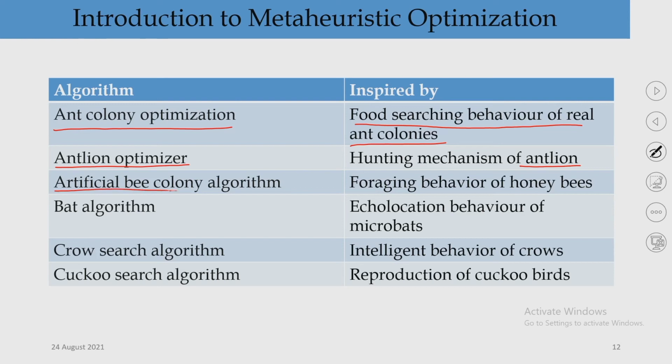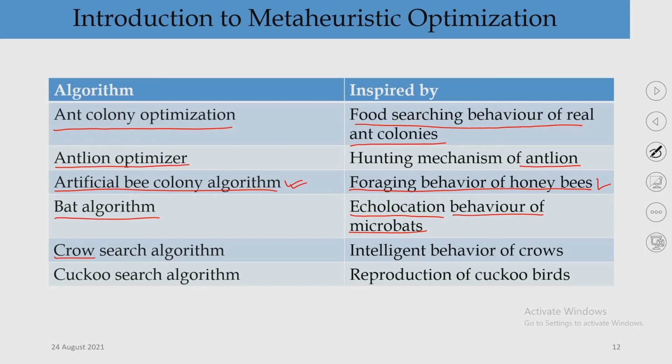Then the artificial bee colony algorithm. So, foraging behavior of honey bees. Okay. So, how they are collecting the honey. Based on that mechanism, this algorithm has been proposed. Then the bat algorithm, that is inspired by the echolocation behavior of microbats. Okay. So, this is another algorithm.